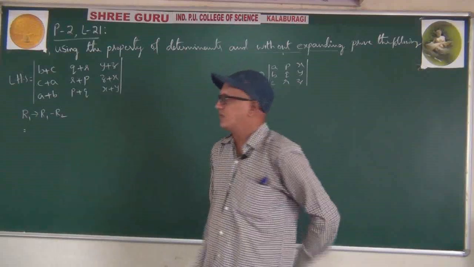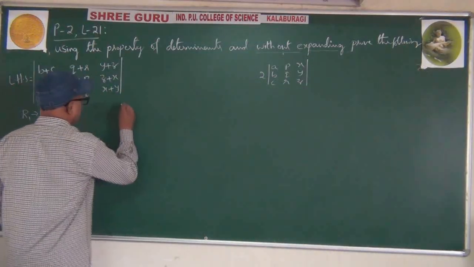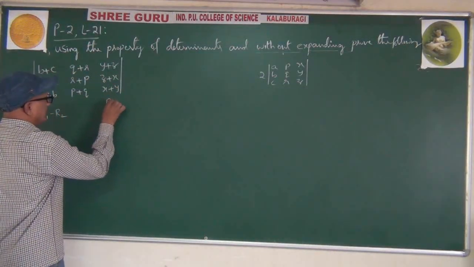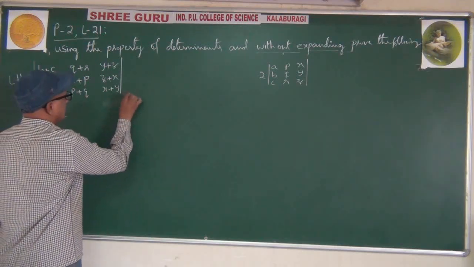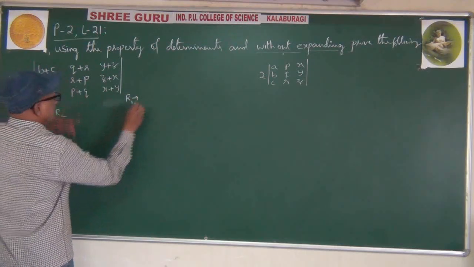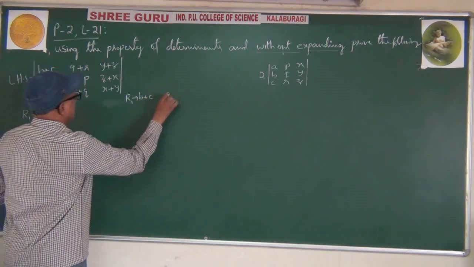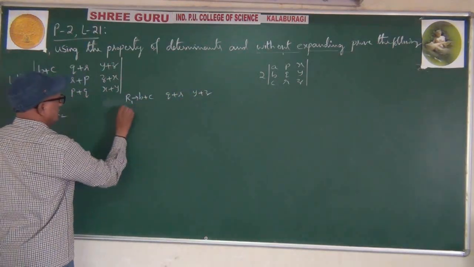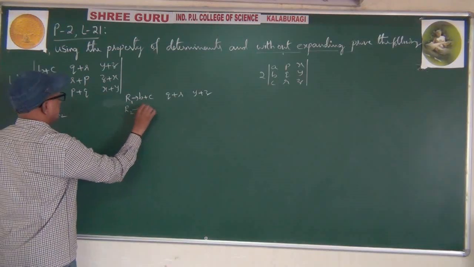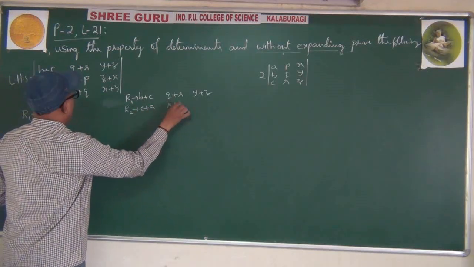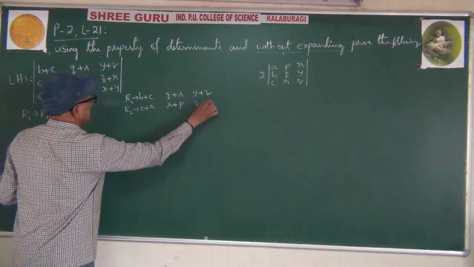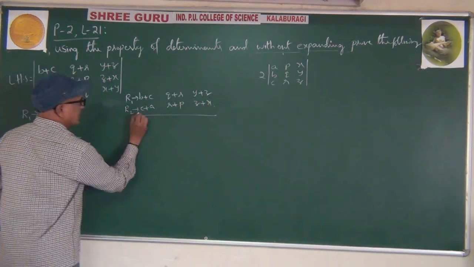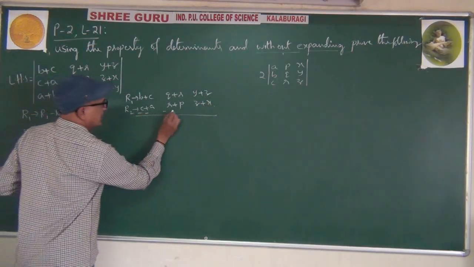R1 minus R, right? What is R1? What are the elements in R1? R1 is B plus C, Q plus R, Y plus Z, C plus A, R plus P, Z plus X. Subtraction, we are subtracting.